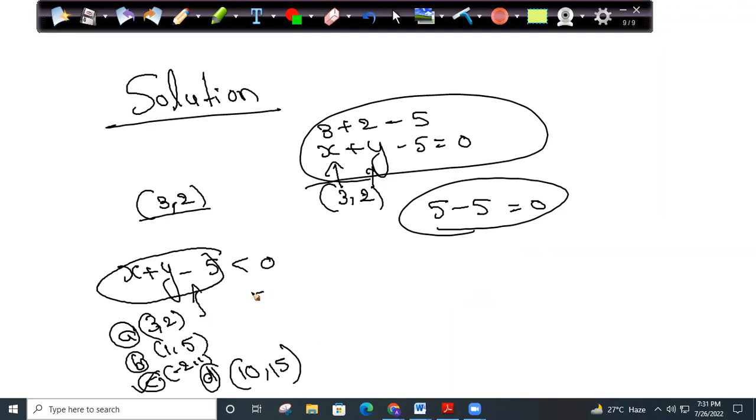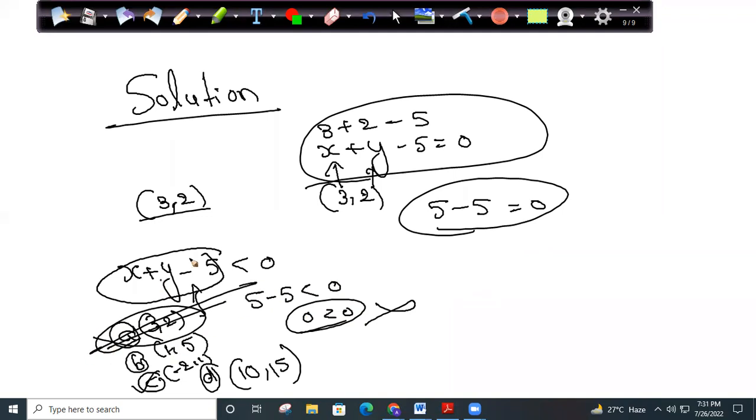When I plug in (3, 2), 5 minus 5 is less than 0. 0 less than 0 is meaningless. It can never be answered. 0 is equal to 0, not less than. (1, 5): 1 plus 5 minus 5 is less than 0. 1 is less than 0 is again meaningless. So B is another meaningless.